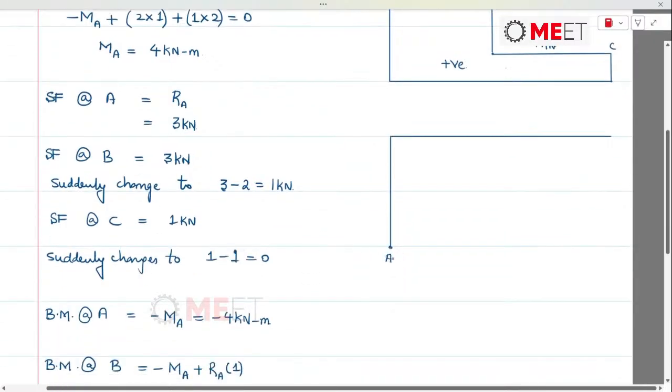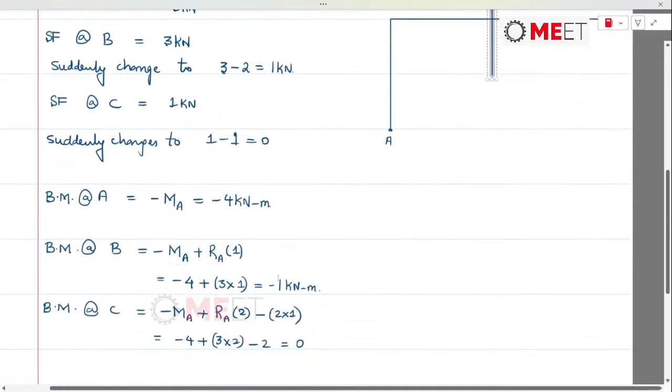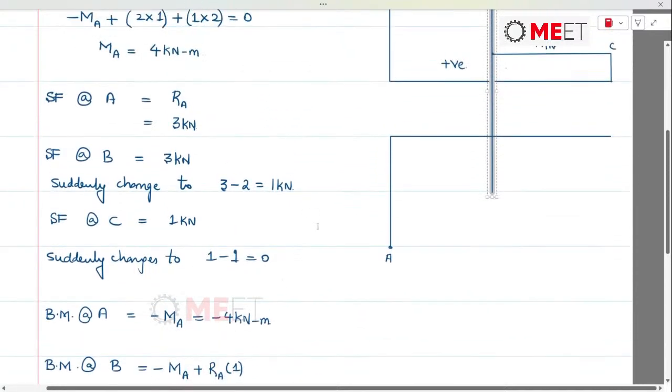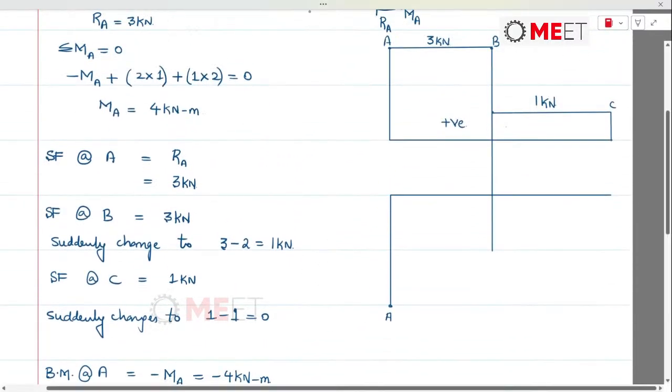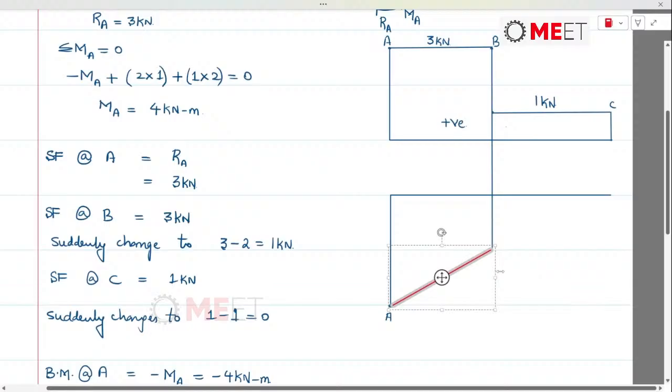This would be point A. From A to B, at A it is 4 kilonewton meter, at B it becomes minus 1 kilonewton meter. So I need to join this by using a straight line. Let me use another color. So this is point B. I need to erase it off.